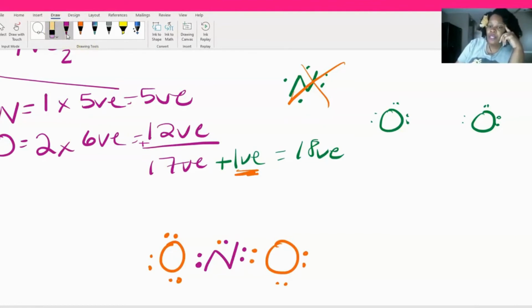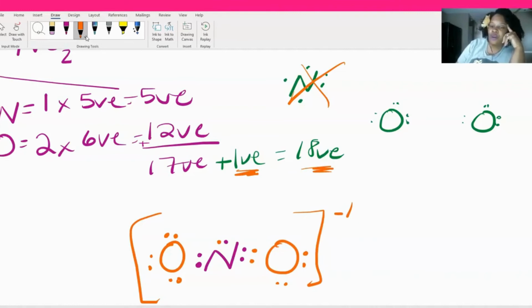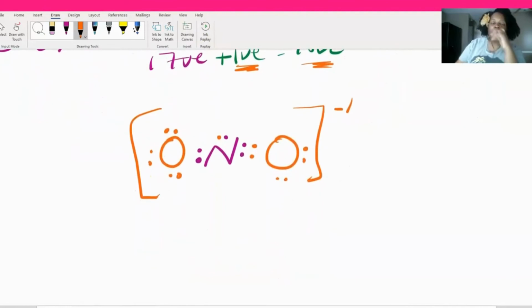And now, let's just count to make sure that we're straight. We should have a total of 18 valence electrons. We've got 2, 4, 6, 8 around oxygen, 2, 4, 6, 8 around nitrogen, 2, 4, 6, 8 around the other oxygen. We're somewhat done. If you want to put that thing in brackets and put the -1 on the outside, you can. But y'all know my story. You would want to replace those valence electron dots with dashes, okay, to represent the appropriate bond.